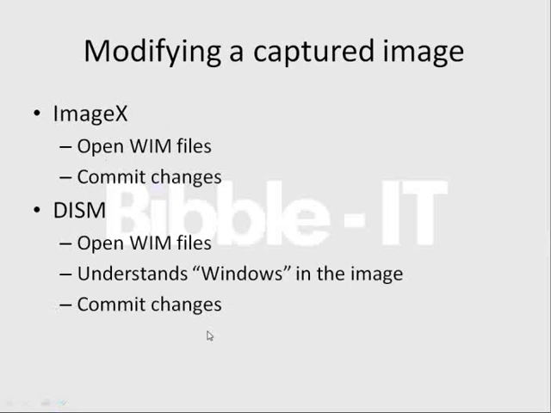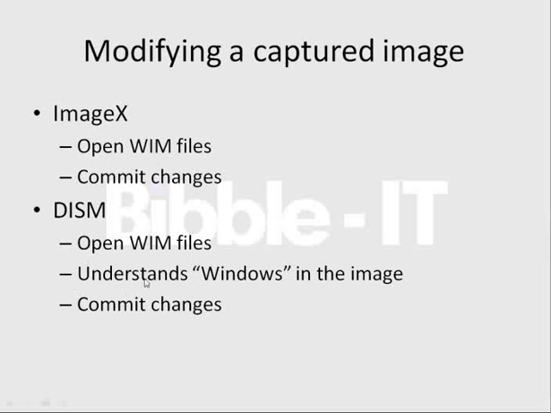There are two tools that we'd use to do this. One of them, ImageX, we've come across already. ImageX is the tool that we used in the previous module for actually capturing our WIM image file. And then DISM. The difference between these two is that ImageX will allow you to open and commit changes back to WIM files. However, it won't let you make changes to the actual Windows installation that's contained inside those files, whereas DISM understands Windows inside the image.